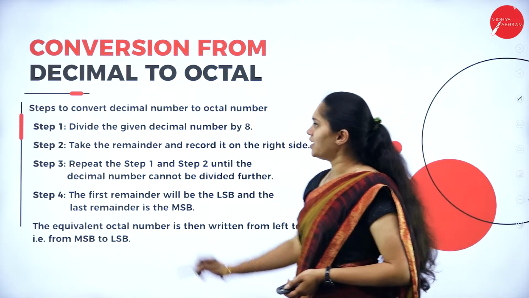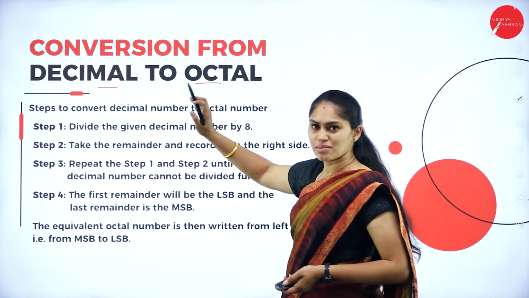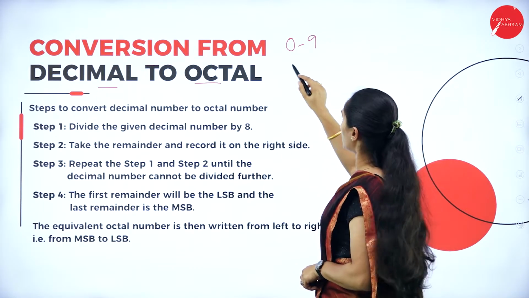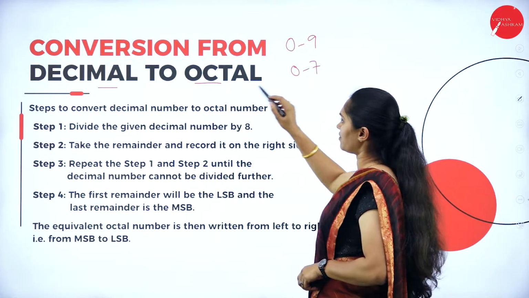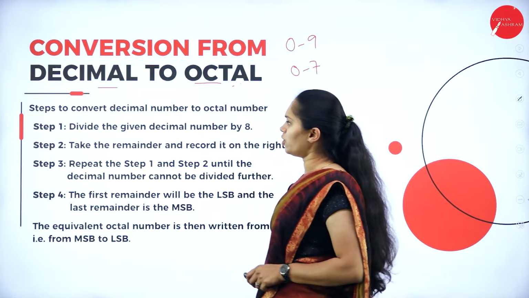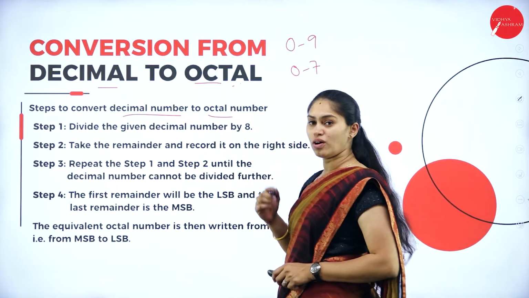Next we'll go with decimal to octal. Decimal to octal in the sense what? 0 to 9 will be the input. For output it will be 0 to 7. Why? Because we are dealing with octal. Then what are the steps we have to follow in order to convert from decimal to octal number?